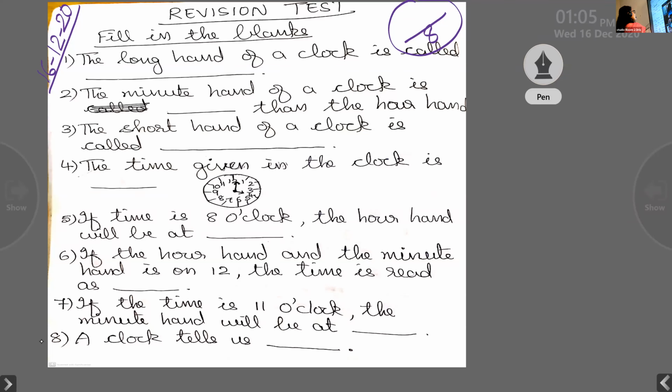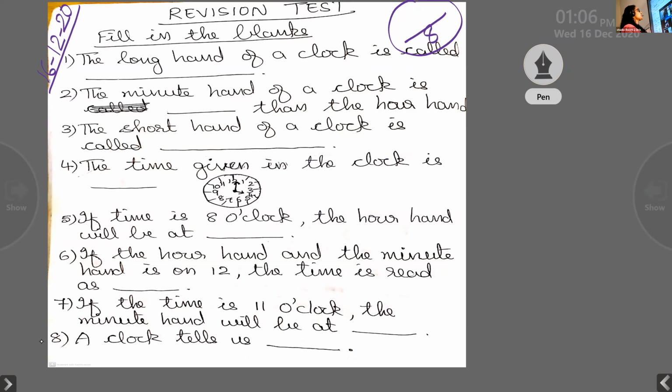Second one, the minute hand of a clock is dash than the hour hand. You have to write whether it is faster or slower.